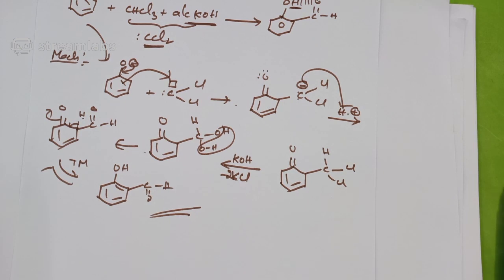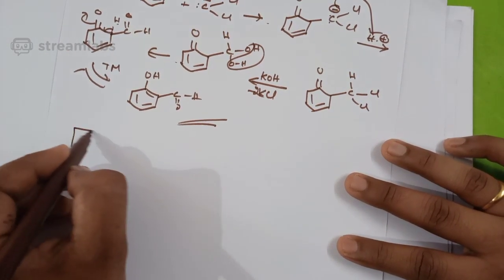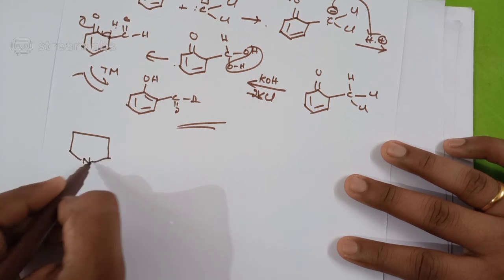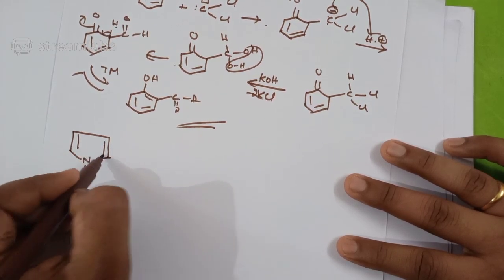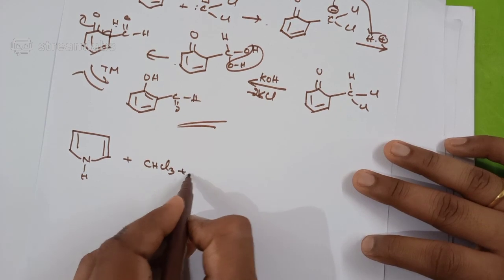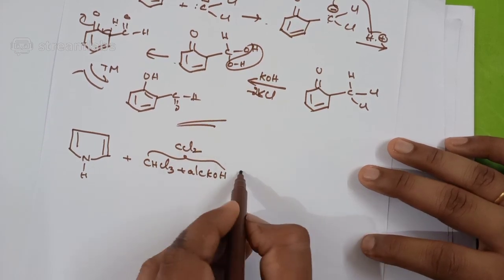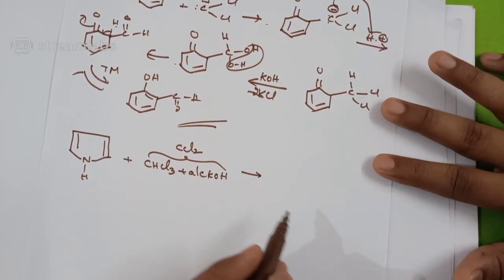Instead of chloroform, if I take CCl4, carbon tetrachloride, we will get benzoic acid, that means salicylic acid. This is salicylaldehyde; we will get salicylic acid instead of the aldehyde group, CHO, if you take carbon tetrachloride, CCl4. Okay, now see this reaction. If I take pyrrole, it reacts with CHCl3 plus alcoholic KOH. We know these two combined always give dichlorocarbene.